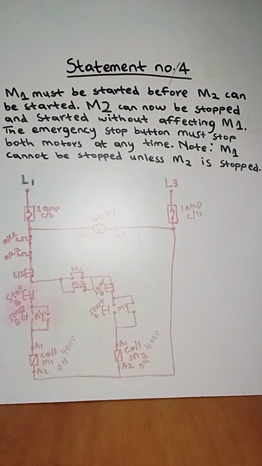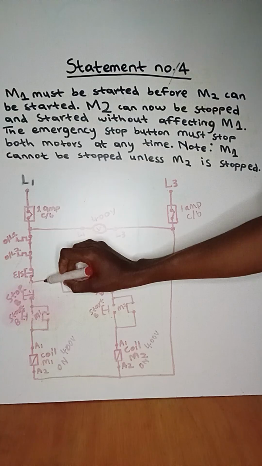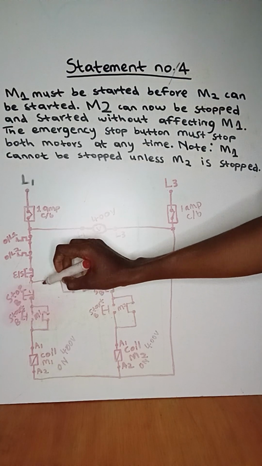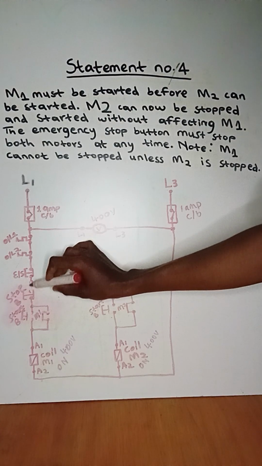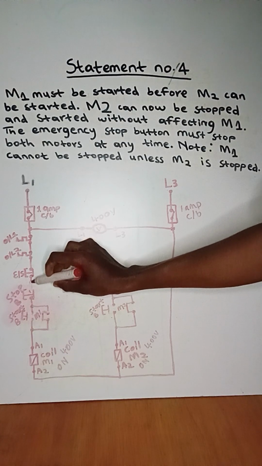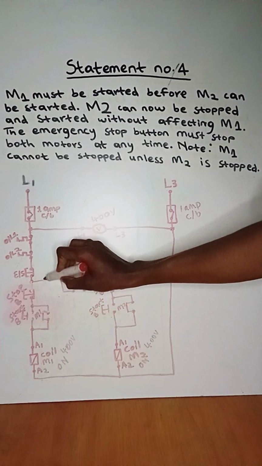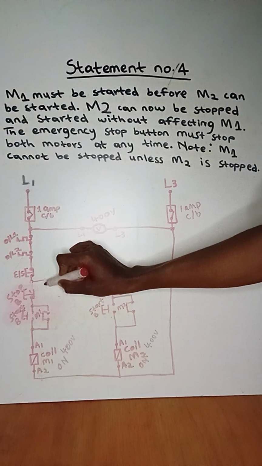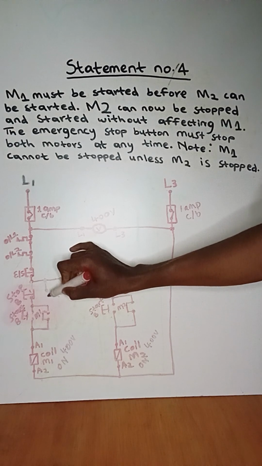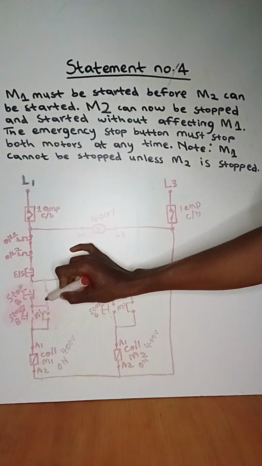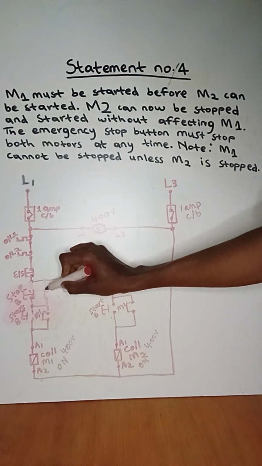So we will create a contact from where the current is before the stop button. So it's from this wire, because this wire is still the same wire. So we'll bridge it from here and create a contact here.